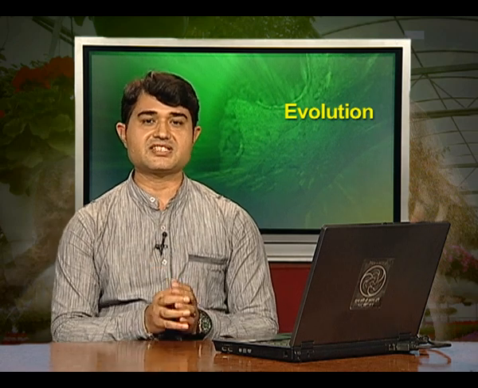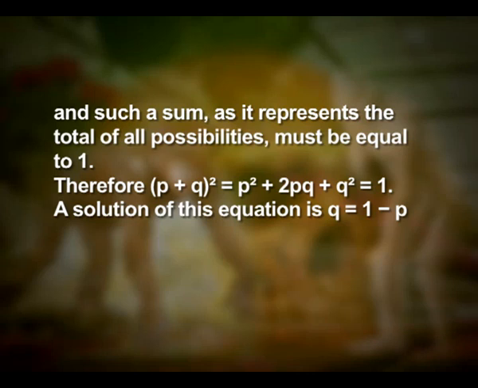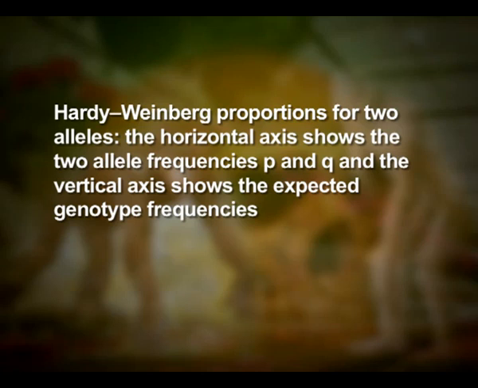Note that the sum of all the genotype frequencies in this case is the binomial expansion of the square of the sum of p and q, and such a sum, as it represents the total of all possibilities, must be equal to 1. Therefore, (p plus q) whole square is equal to p square plus 2pq plus q square, which is equal to 1. A solution of this equation is q equals 1 minus p. These are the Hardy-Weinberg proportions of two alleles.